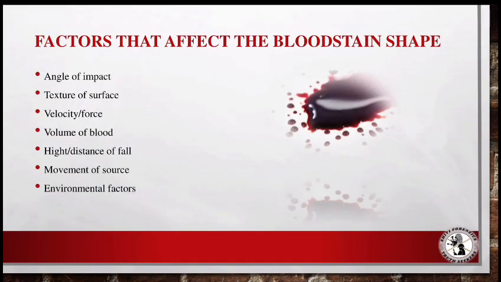Many factors influence how a bloodstain looks: the angle of impact, the surface texture, the speed or force, the amount of blood, the height of the fall, the movement of the source, and environmental factors like temperature.